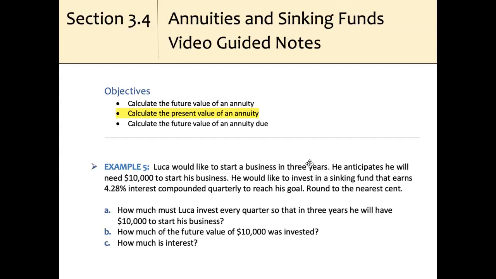Example 5. Luca would like to start a business in 3 years. He anticipates he will need $10,000 to start his business. He would like to invest in a sinking fund that earns 4.28% interest compounded quarterly. For all answers, round to the nearest cent. How much must Luca invest every quarter so that in 3 years he will have $10,000 to start his business?